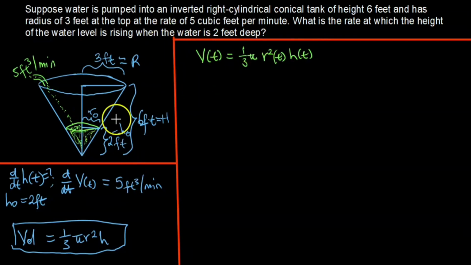We don't even have any information about the radius of the water level when the height is 2 feet. That's when the depth is 2 feet. So what do we do for the radius to eliminate it? Anyway, this is what we can do.